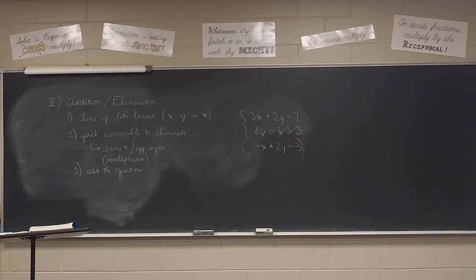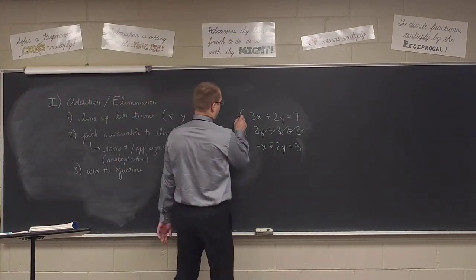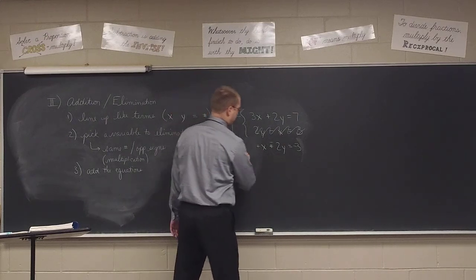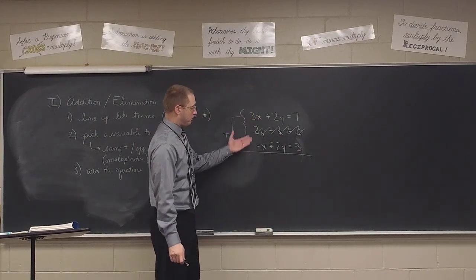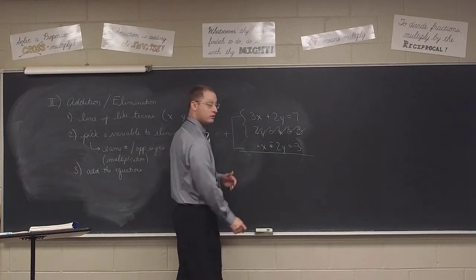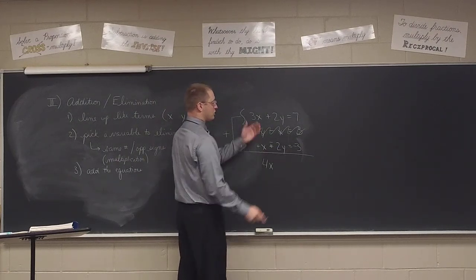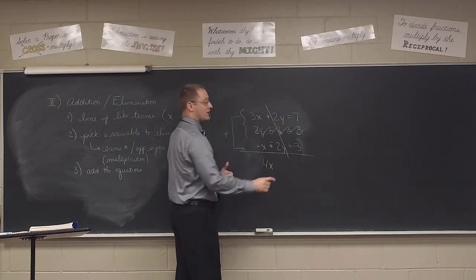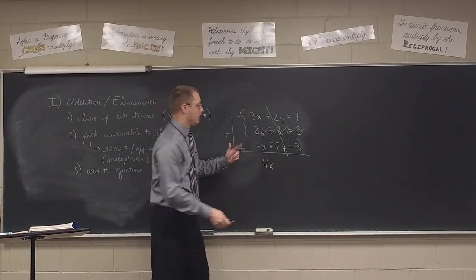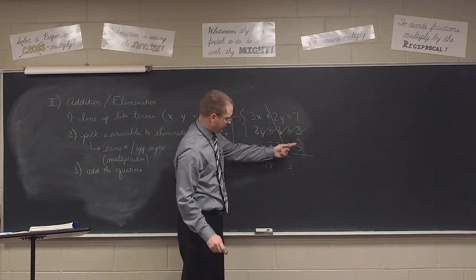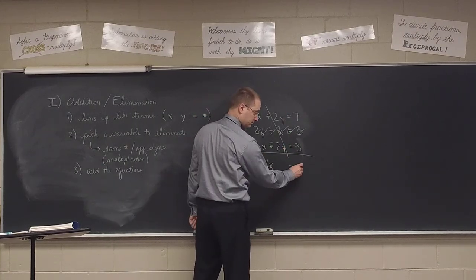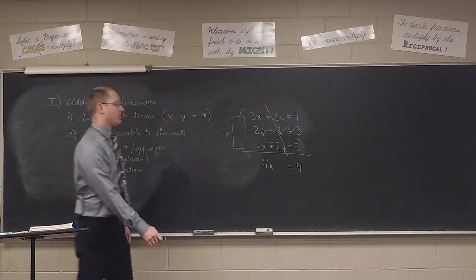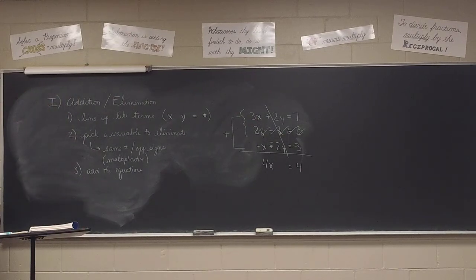This is why it's referred to by some texts as the addition method. I take these two things and I add them together. 3x plus positive x, class, equals 4x. 2y plus negative 2y, eliminated, canceled, gone. 7 plus negative 3. And would you look at that? I have an easy little equation that you would have solved back in elementary school.